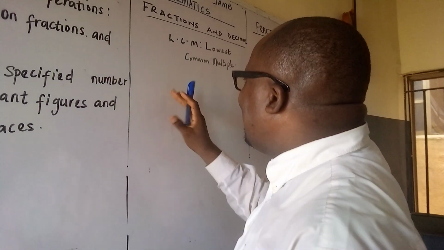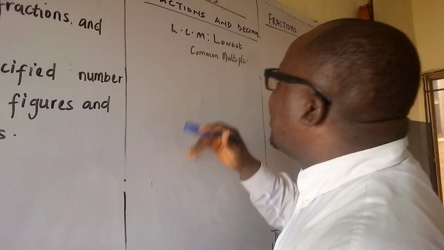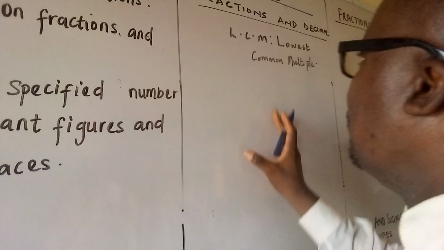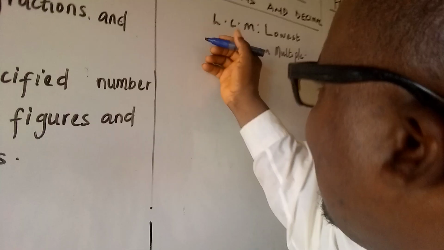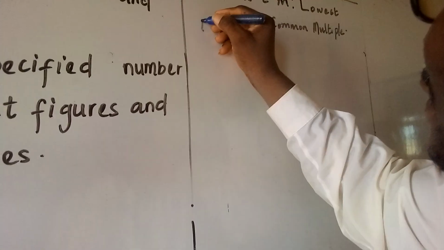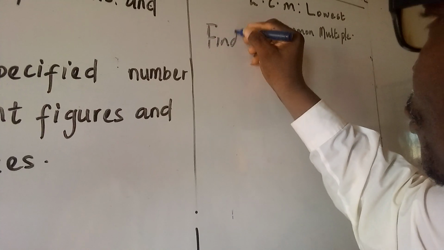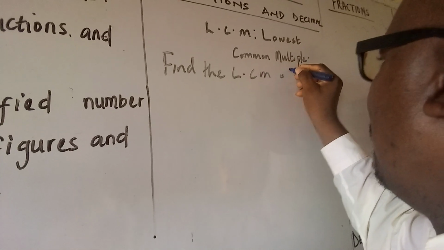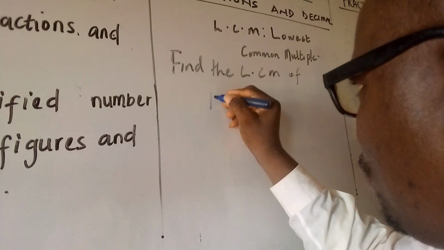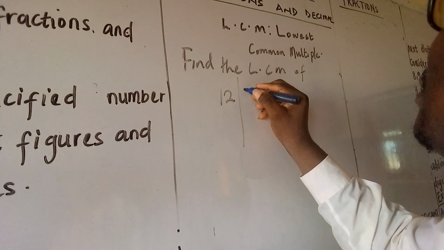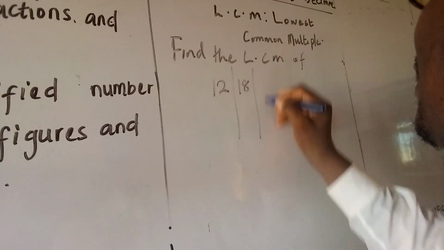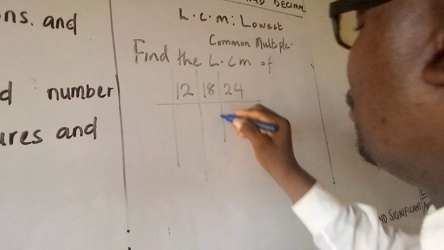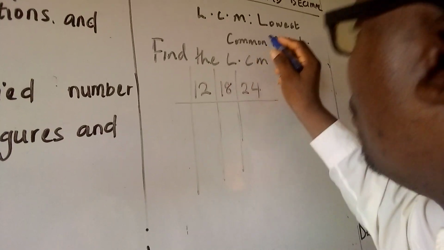So, for instance, let's show you how to treat or find simple LCMs in given fractions. Consider, let's find the LCM of 12, 18, and 24. Let's consider that you are given an expression like this. To find the LCM, which is the lowest common multiple.